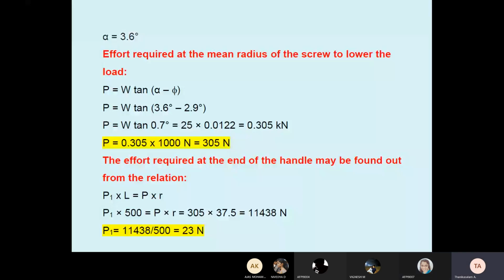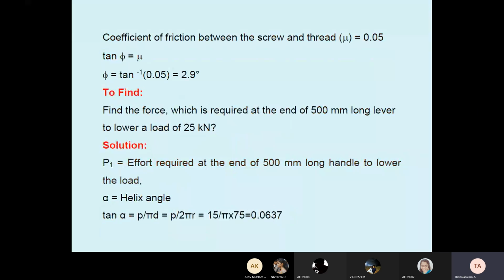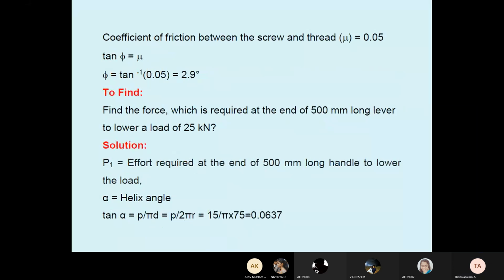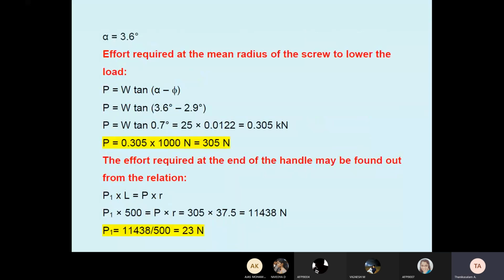Very direct application, no? First you calculate alpha and phi. How do you calculate phi? You know mu equals tan phi, so phi equals tan inverse of mu. Similarly, you have to calculate alpha. Alpha equals p divided by pi d, where small p is the pitch value. Pitch 15 divided by pi times 75. Therefore alpha is 3.6. So these two problems are enough for the screw jack.